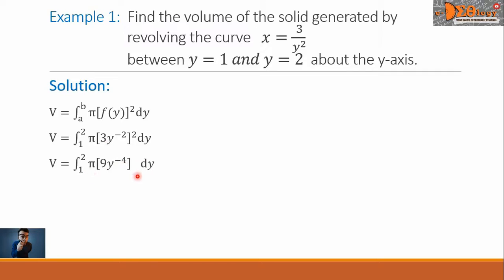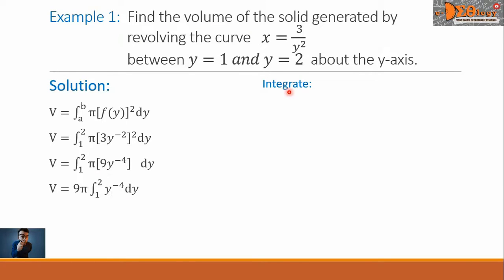If we simplify further, we can move the constants outside the integral sign. This pi and 9 can be moved out. So we have now this 9 pi times the definite integral from 1 to 2. Then the function now is y raised to negative 4 dy.